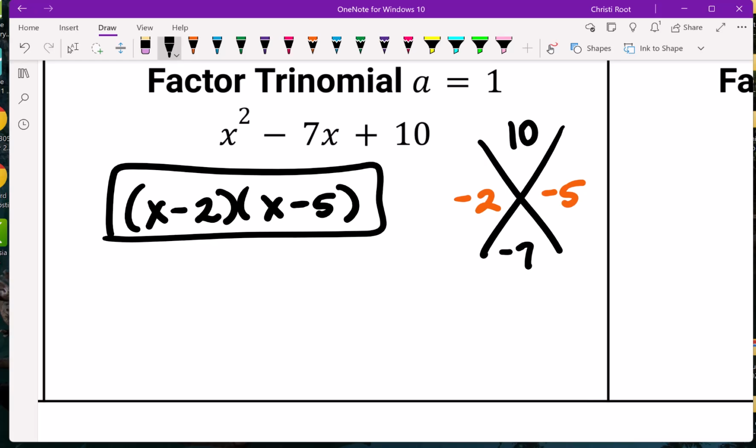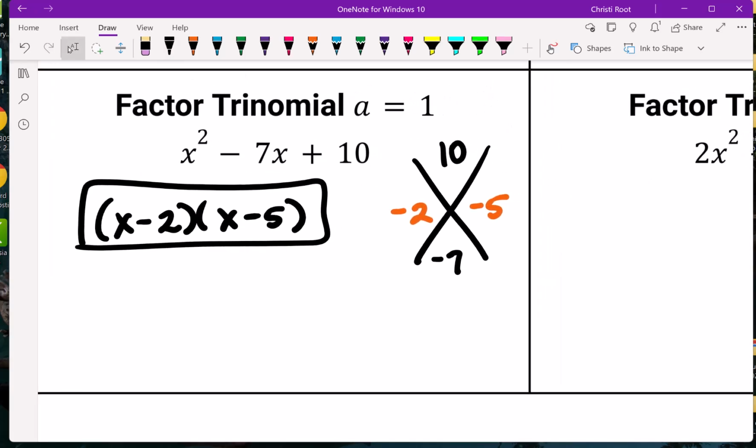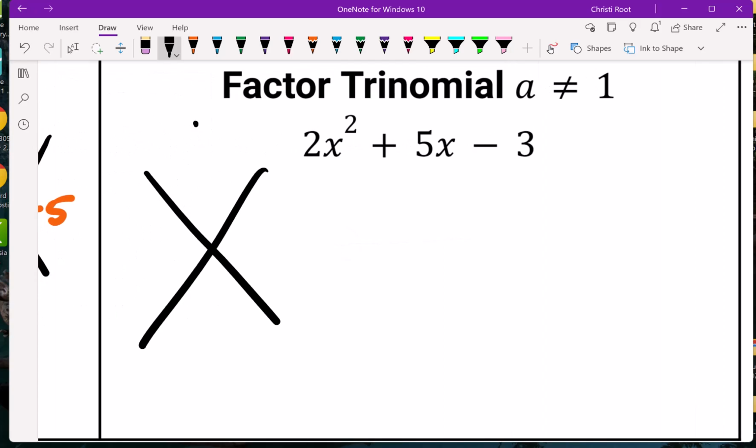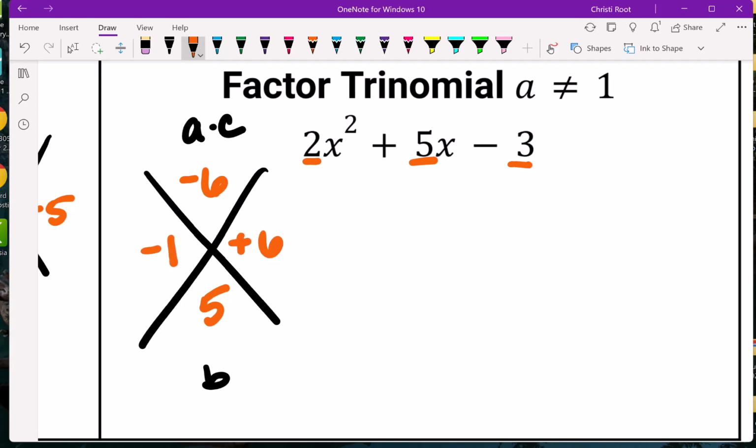The last one, on the other hand, a is not equal to 1. Okay, so a is not equal to 1. Here's what we're going to do. A times c goes in the top. B is in the bottom. A is 2. C is -3. So you have to find the factors of -6 that add up to be 5. This is a tricky one, okay? It's going to be -1 and +6.